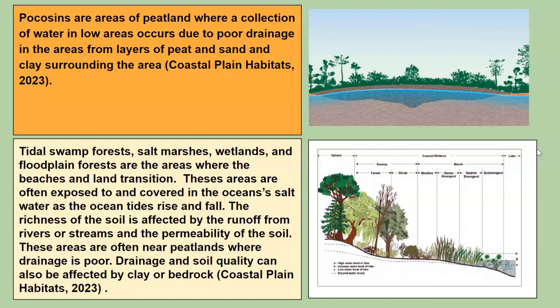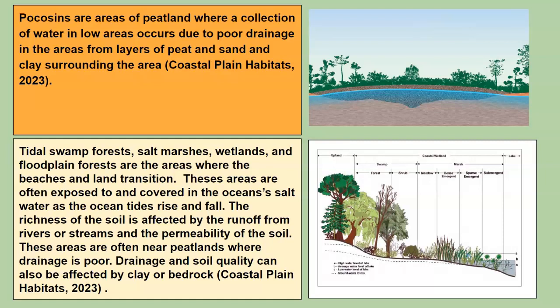Pocosins are areas of peatland where the water is collected in a low area, and sand and clay layers surround the area of peat, which impedes the drainage of the area, so the water collects there.